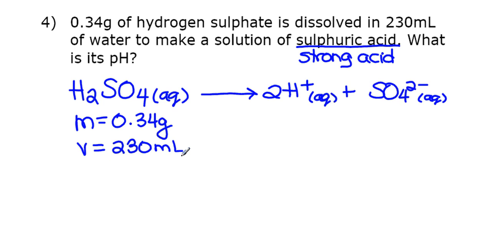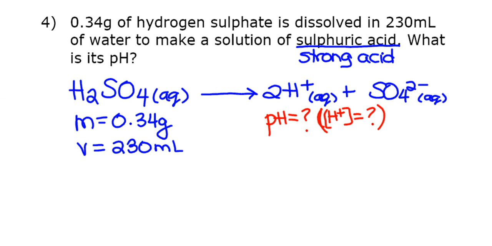Now, when I think of pH, that means I need to find hydrogen ion concentration. When I look at my equation here, here's my hydrogen ion concentration. So if I'm solving for pH, that means I need the concentration of hydrogen ions. That's really what I need to get to before I can get to pH. So how do I do this?